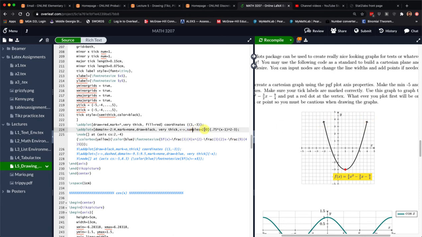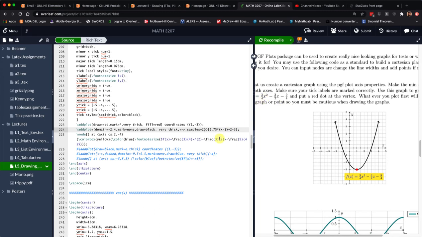And I did samples equals 200. The reason I do this is because the more samples you take, the smoother your curve is going to look. So samples of 200 are pretty good. That's why sometimes it takes a little longer to compile, because it's having to draw that image. And then I put the function in there that I wanted to graph. So I simplified the function that I gave you guys up here and put it in vertex form.